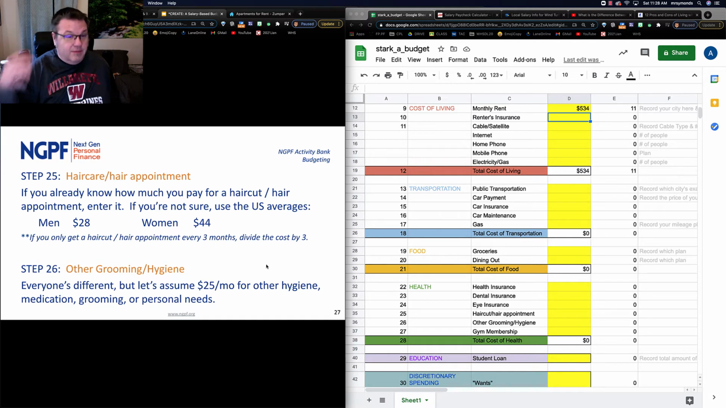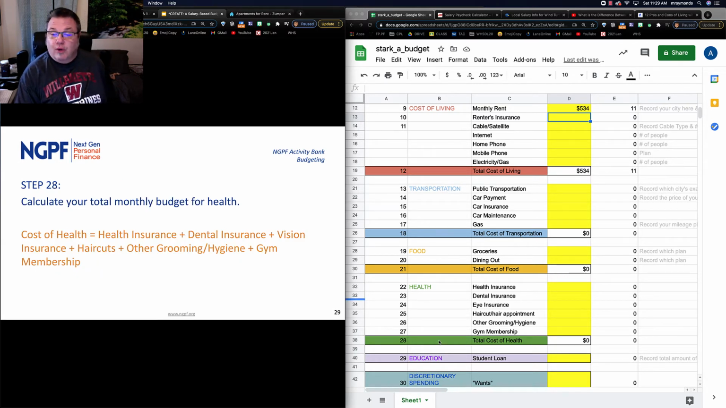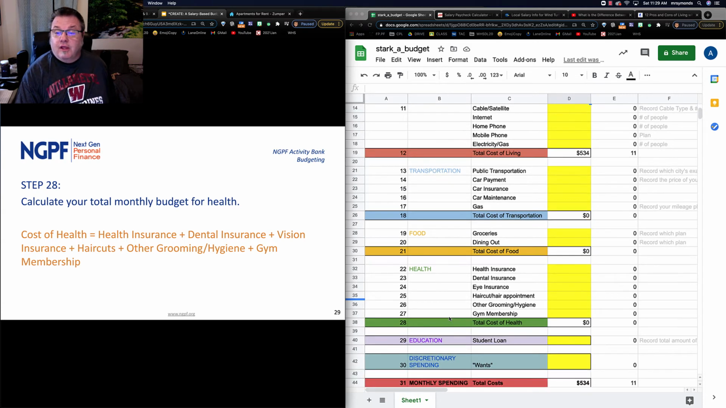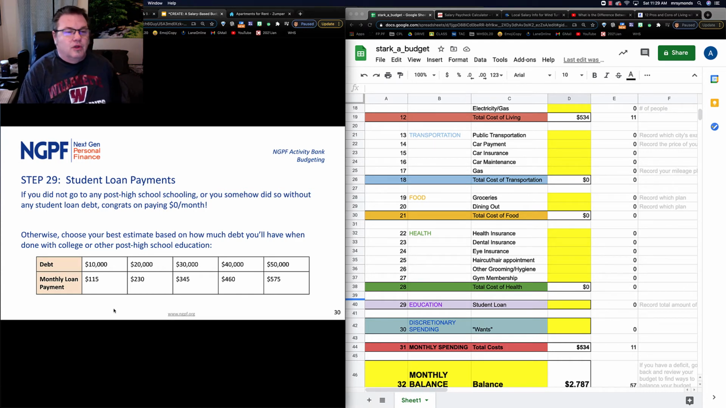Hair care. If I wanted to, I could give myself a haircut. Other grooming and hygiene, you got to pay a little bit more. Gym membership, you can get it a little less than that, but look it up if you want to pay a little less. Or you can work out, use your bike and some weights at home. Step number 28 is the total cost of health. Okay. Student loan. You might be able to get into this industry without a student loan. And so when we do this in class, I usually have a dice roll that'll tell you whether you pay student loans or not. And so student loans go right there.